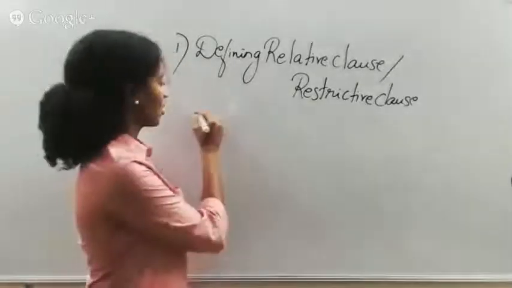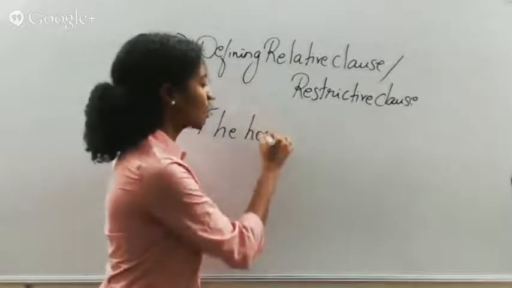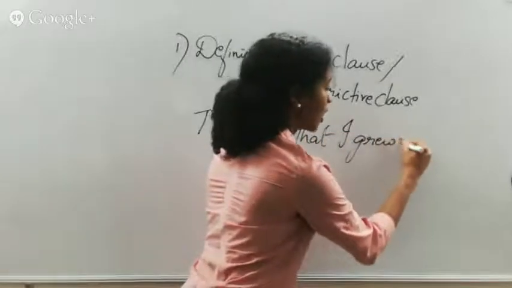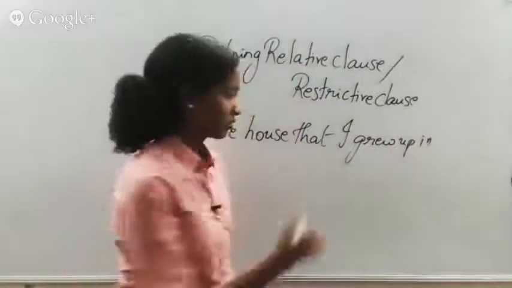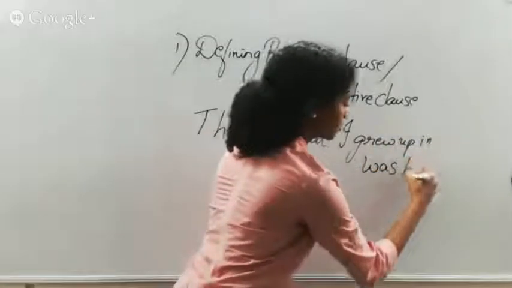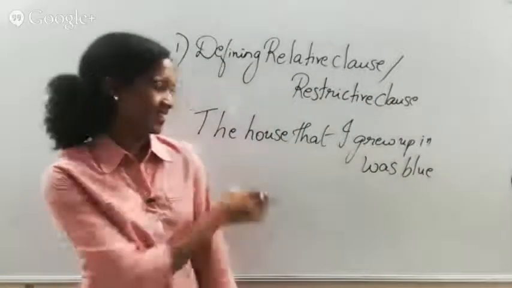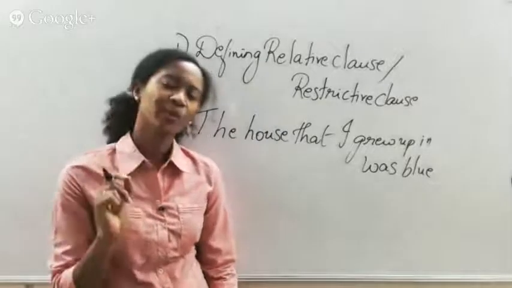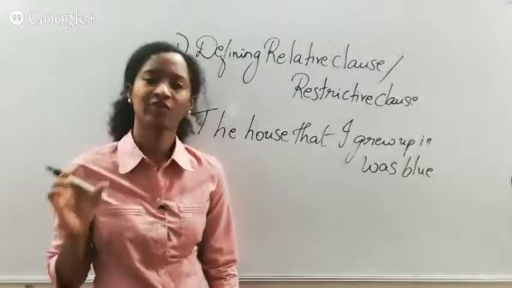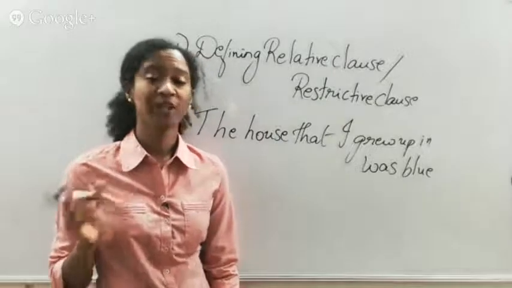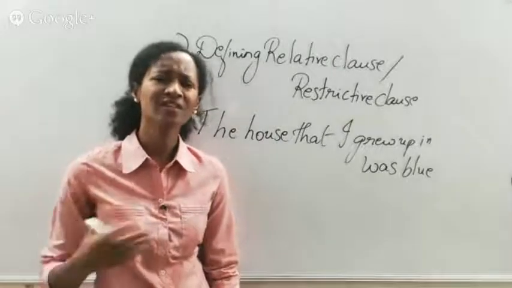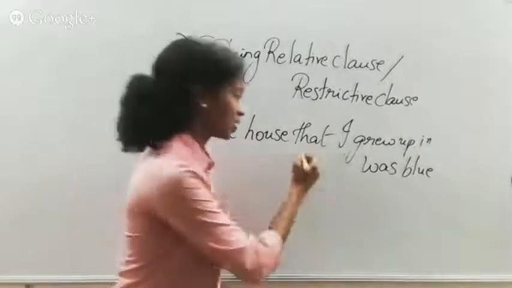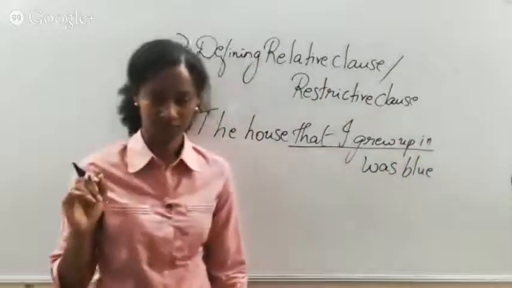So, if I say, the house that I grew up in was blue. Okay, in this sentence, the house that I grew up in was blue. Now, one thing that you need to remember is if I remove the restrictive clause in a sentence, it changes the meaning of the sentence. Or rather, I need more meaning to understand the sentence. Now, what is the restrictive clause in this? That I grew up in.